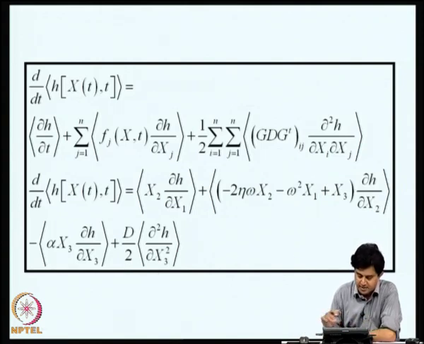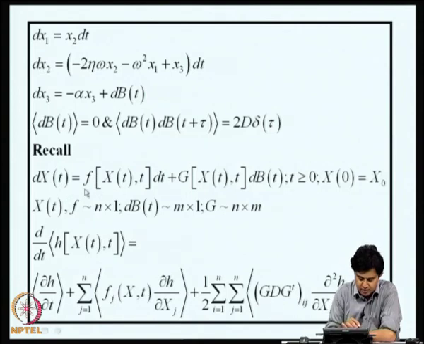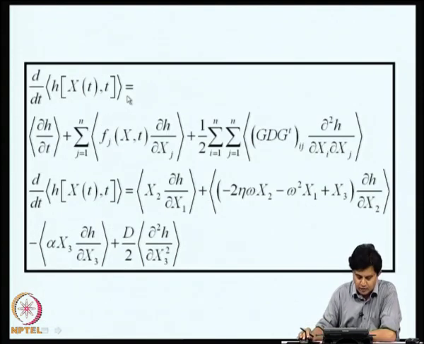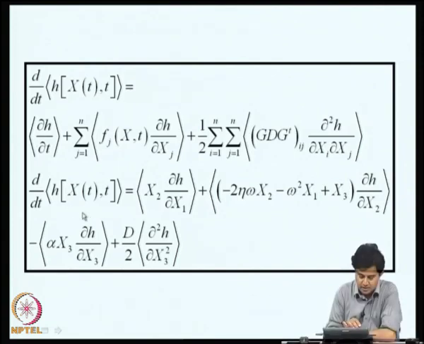Now, for the particular case, if we compare this form with the standard form, we see that f1 is x2, f2 is minus 2 eta omega x2 minus omega square x1 plus x3, f3 is minus alpha x3, and g into dBt is actually dBt. Equipped with that, we can write the moment equation, where I will substitute for f1, f2, f3 and for this g g transpose ij, and for the system under consideration, the moment equation for the expected value of some h of x comma t is given by this.